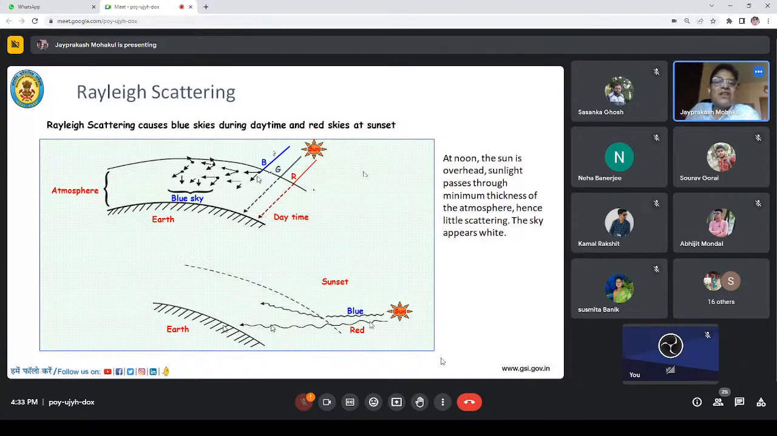So the bright red of morning and evening is due to Rayleigh scattering, because the red light travels a longer distance in the atmosphere. Okay.